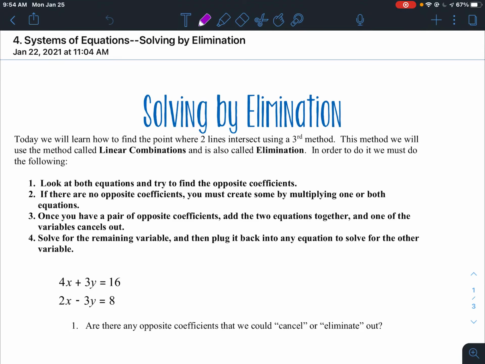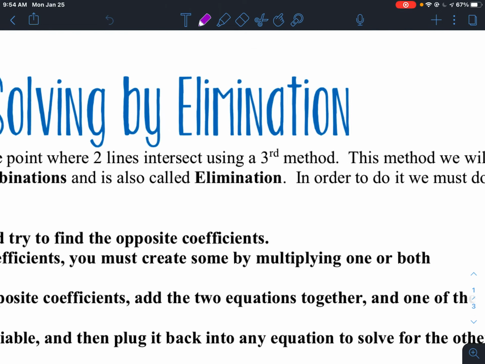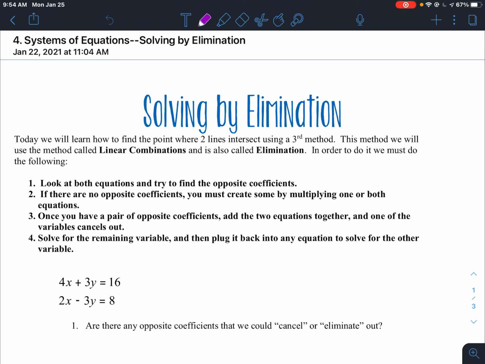Systems of equations, solving by elimination. So today we're going to algebraically determine or find the point where two lines intersect. And I know that it says third method, and today we'll be using this as our second method, just because I'm teaching it in a different order from last year. So this method is called linear combinations or elimination.